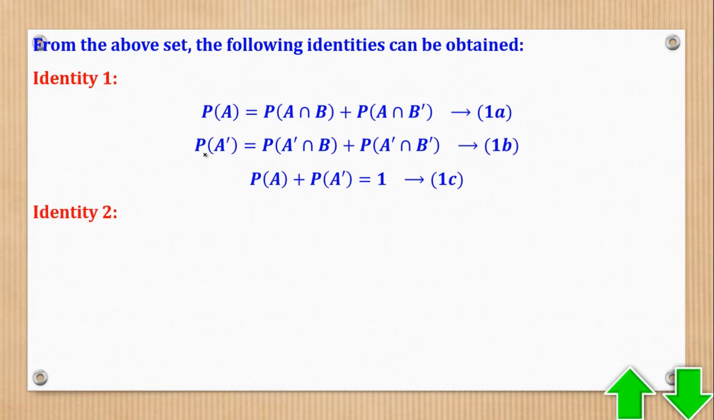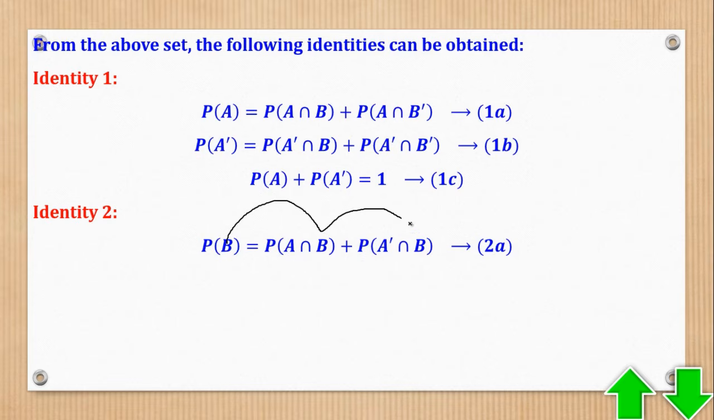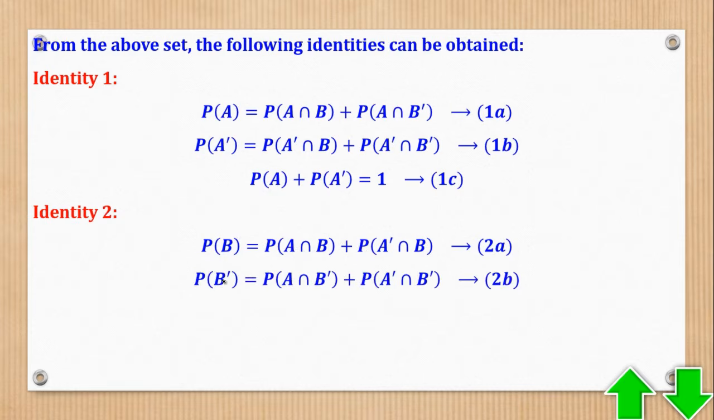Then the second identity is on event B. So still, like I said, what is here will never change, but the other event changes. That is the only way you can easily memorize. Therefore, for probability of B complement, B complement will not change, but for A it will change. Then also probability of B plus probability of B complement must be equal to 1.